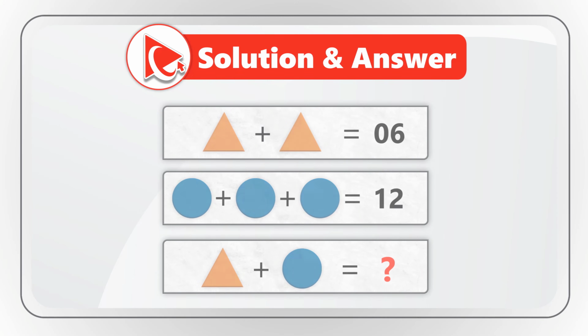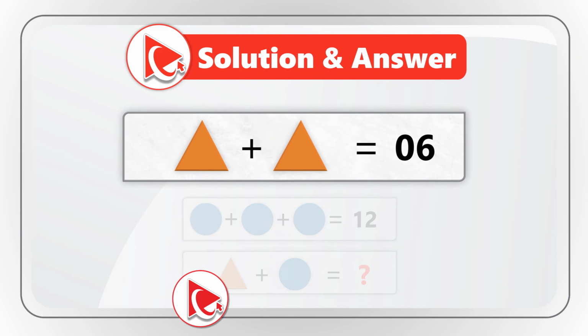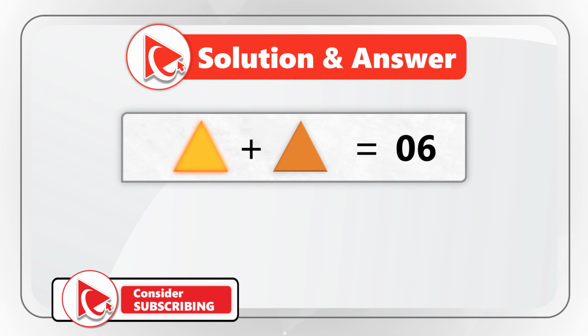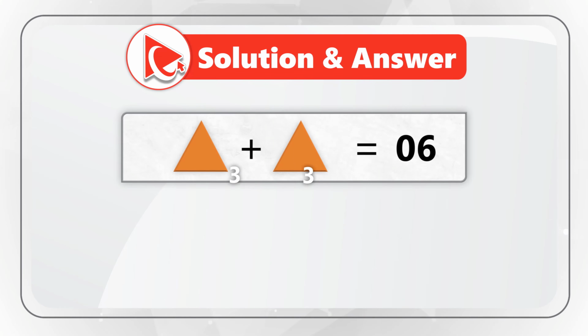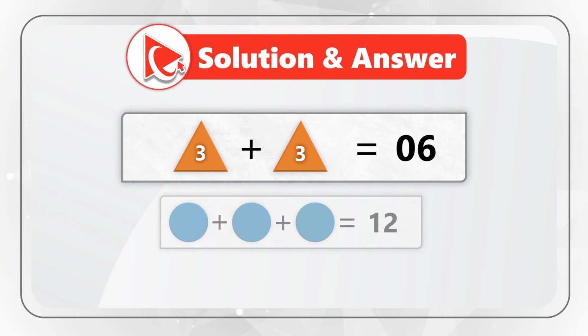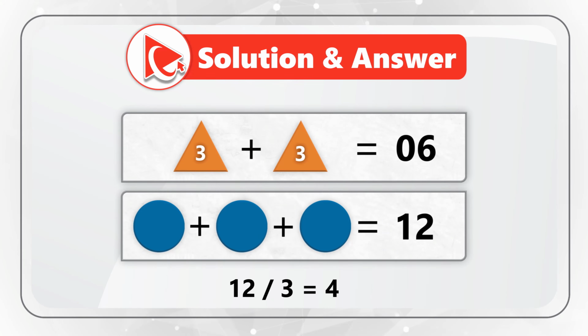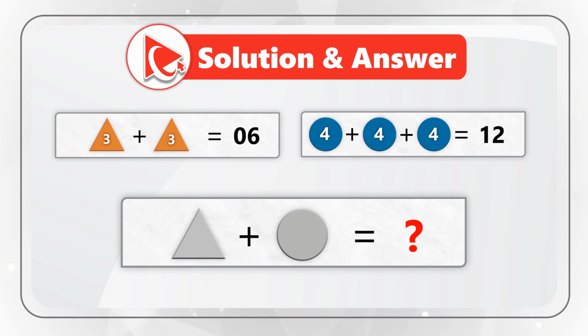I mentioned abstract reasoning concepts because you need to associate each shape with the number. For example, in the first expression, we have 1 triangle plus second triangle equals 6. Both triangles are the same, which means that the 1 triangle's number can be calculated and associated with number 3. We can do similar math with the circles. 3 circles equal 12, which means that 1 circle would be equal to 4. So triangle equals 3, circle equals 4, and triangle plus circle would be equal to 7. So the correct answer here is choice B, 7.